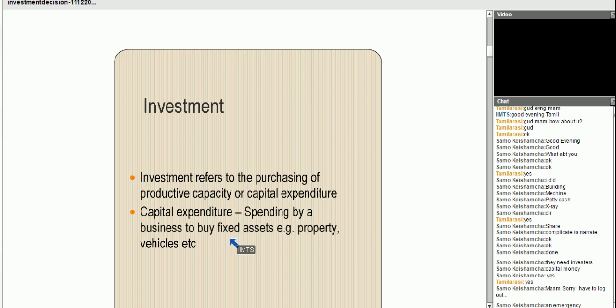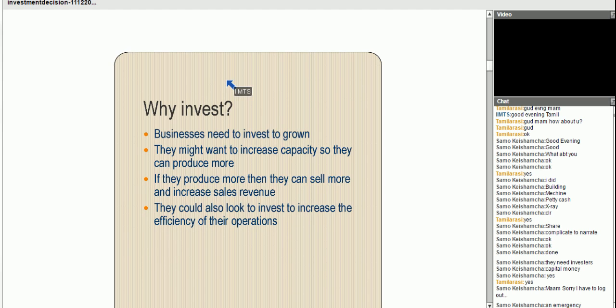Then that is spending by a business to buy fixed assets. Examples are property and vehicles, the things which are needed for the smooth operation of the business. Now why do we need to invest? We need to invest because the business has to grow, and they might want to increase capacity so that they can produce more. If they produce more, they can sell more, and that will increase their sales revenue.